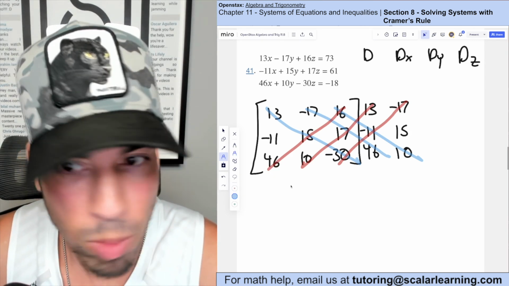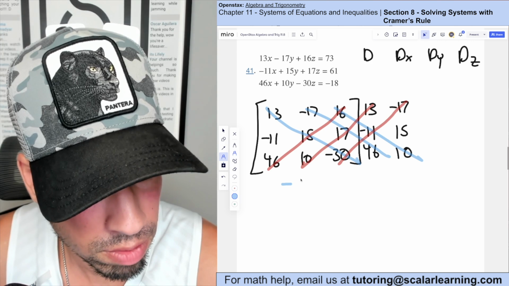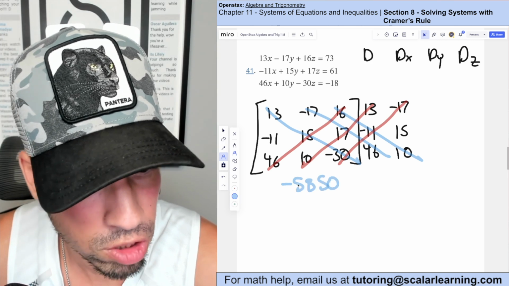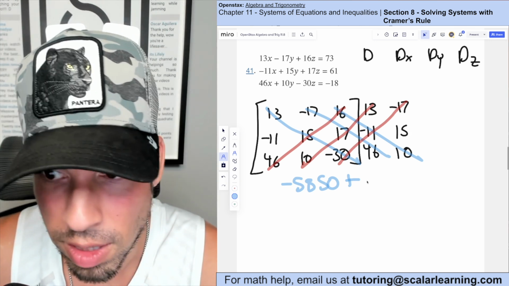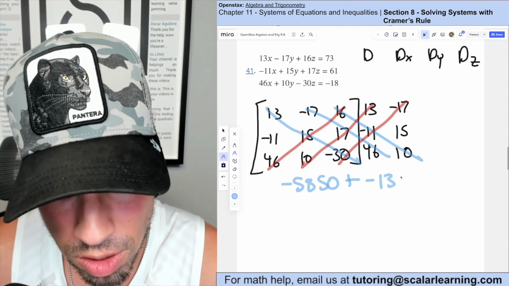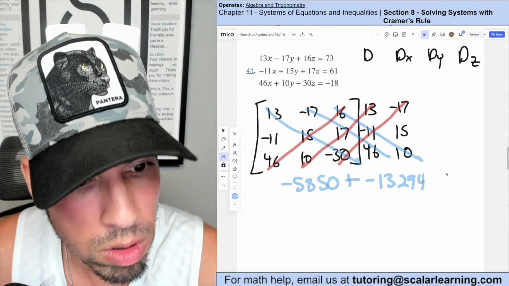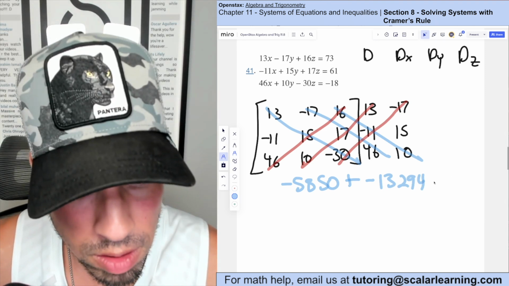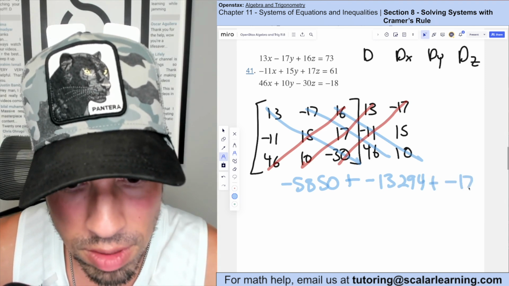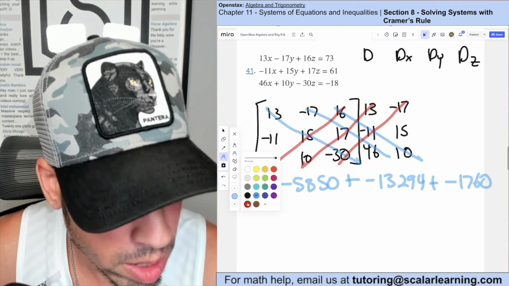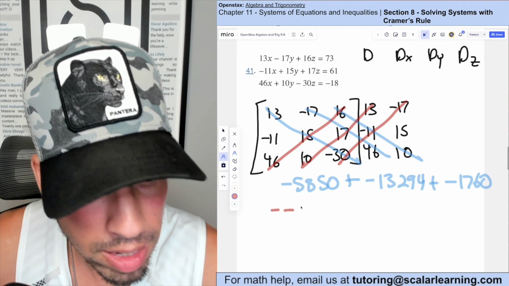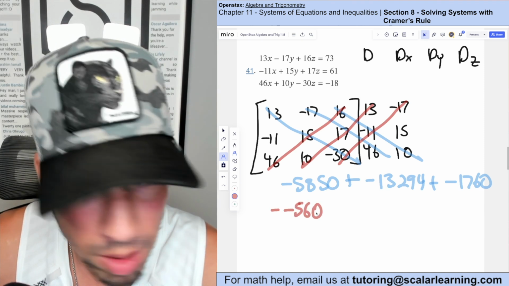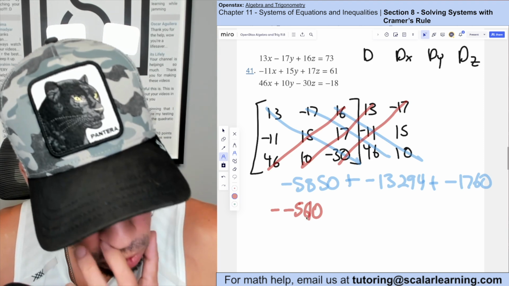So first, these three multiplied gives us negative 5850 plus 17 times 46 gives us a negative 13,294. And then these three multiplying give us a negative 1760. All right, now for the reds, these three all negative multiply and give us a negative 560, or 5610, excuse me. But again, we're subtracting it.